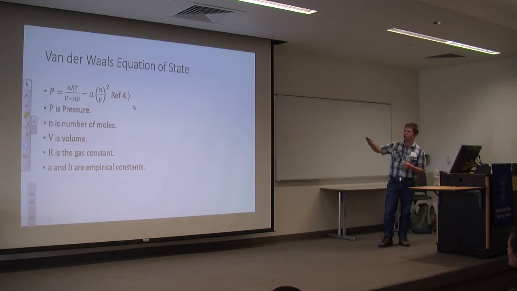So here's that equation of state, which shows that the pressure is dependent on the number of particles, the volume of the container, the gas constant, as well as A and B, which are constants that relate to every gas. Every gas has its own constants for A and B.